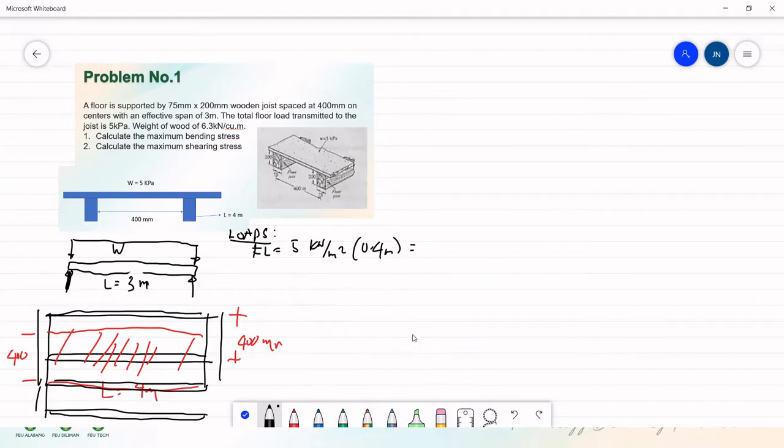Okay na tayo dyan? Okay na po, sir. Thank you po. Okay. Very good.